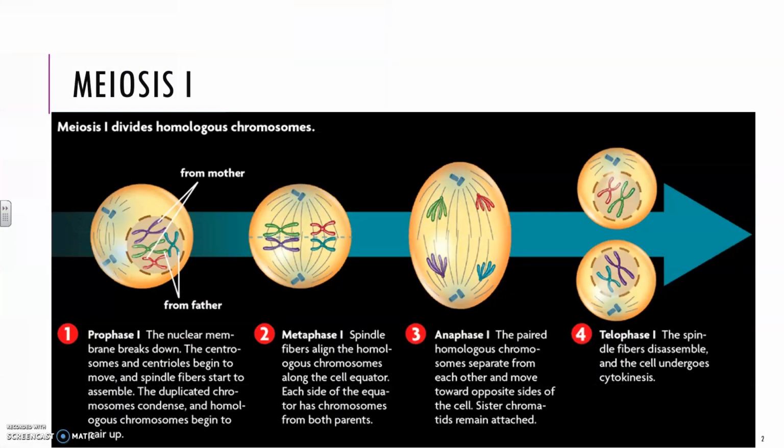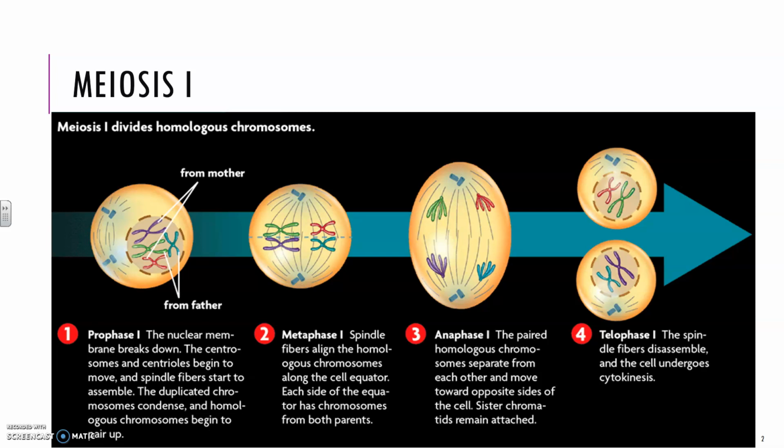So, like I said in the previous video, meiosis is actually split into 2 separate processes. Okay, so you've got meiosis 1 and meiosis 2. So super inventive naming system here. Meiosis 1 is set up to divide the homologous chromosomes.